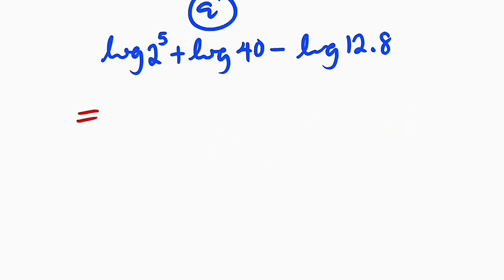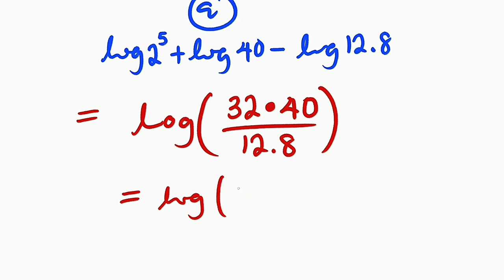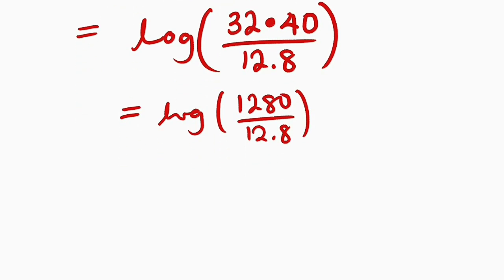So this is the same thing as log of what? The whole of 2 to the power of 5 is 32. So we have 32 multiplied by 40, then divide by 12.8. 32 times 40 is equal to 1280 divided by 12.8. If you use a calculator, take 1280 divided by 12.8, that will give us 100 exactly. So this is log of 100.